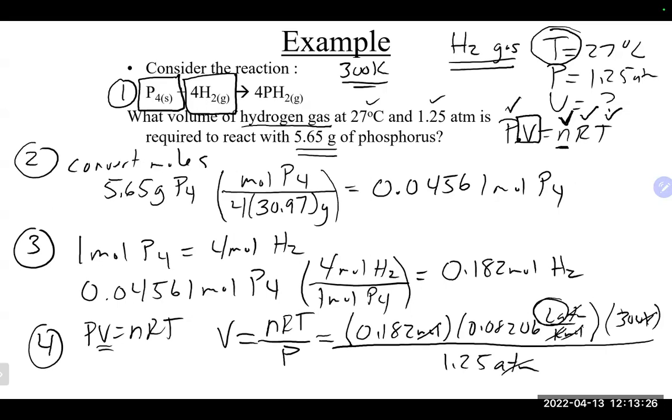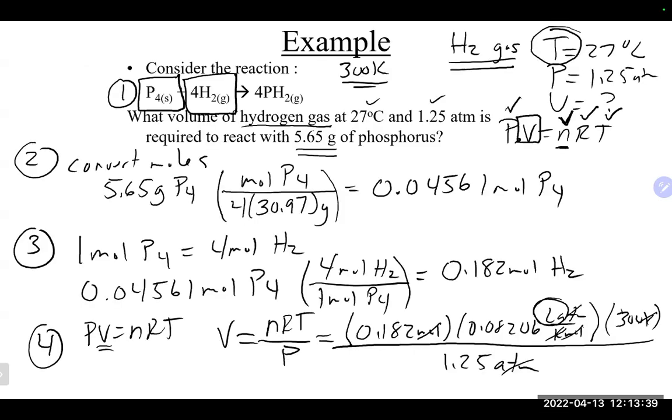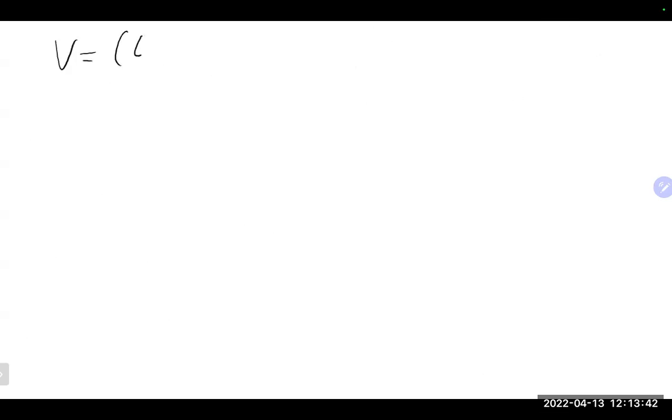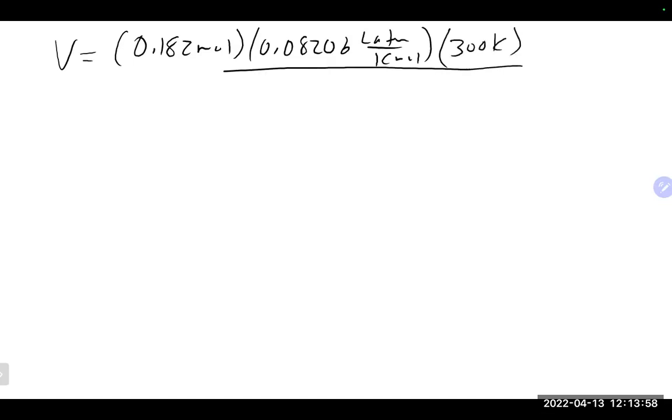And let me write it up on top maybe so it'll be easier to see in this room. Yeah. So we have volume will be nRT over P, and n we got there, 0.182. Worst room design for lecturing ever, this one. Can we put any more obstacles in the way of the actual board? That's right. We had 300 Kelvin up on top, and our pressure was 1.25, right? There you go. That might be easier to see, I hope.